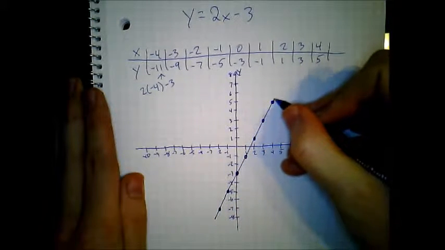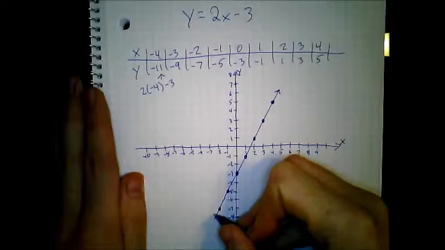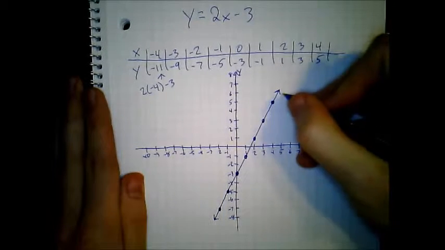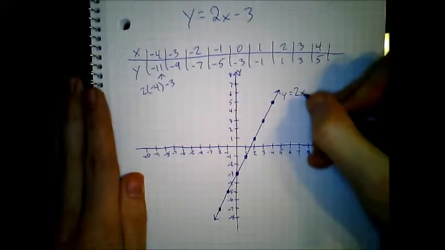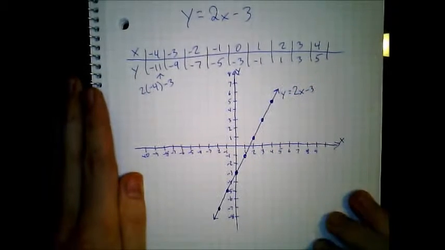We're not connecting the dots. We're drawing lines through the points and putting arrows on each end. And we're going to write the rule right next to this line. So y equals 2x minus 3. That's what we just graphed.